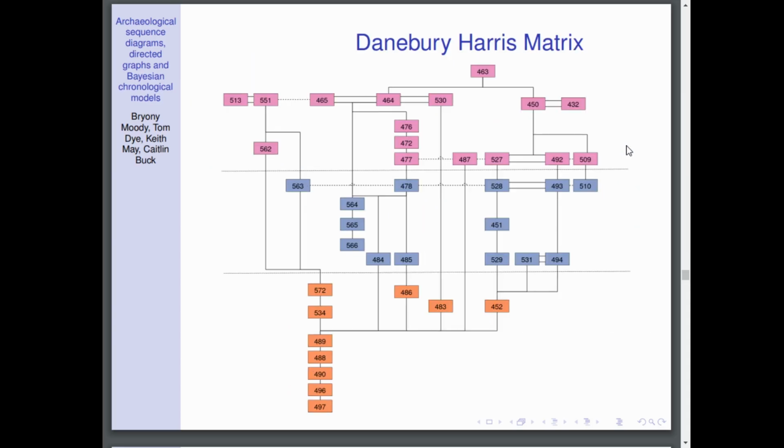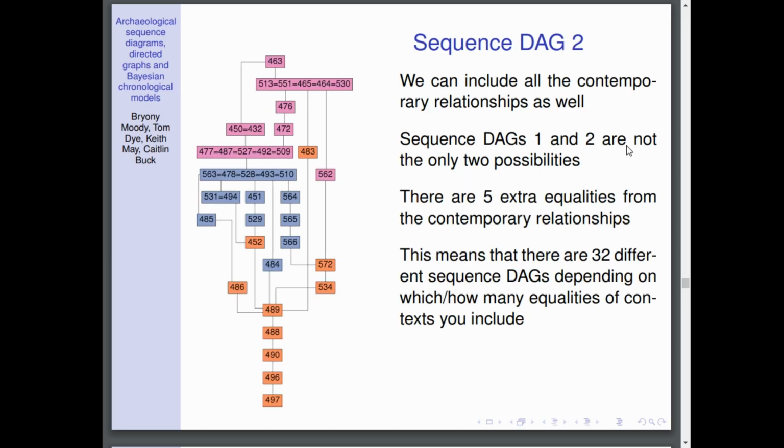So going back to the matrix again, we've got some other relationships here. So we've got these contemporary relationships, and obviously they're also useful when doing chronological modelling. So this leads to sequence DAG 2. So here we've included both the once whole context relationships and the contemporary relationships. And so this again changes the structure of the DAG. But these two sequence DAGs are not the only possible ones.